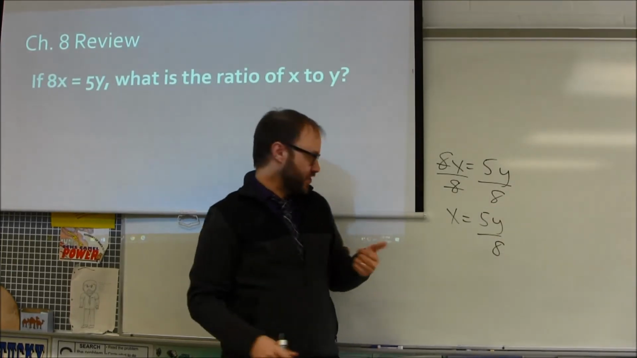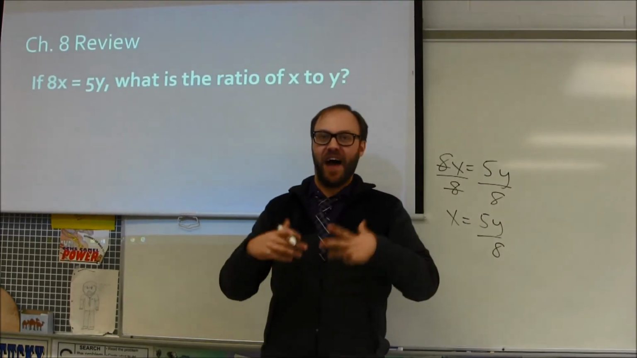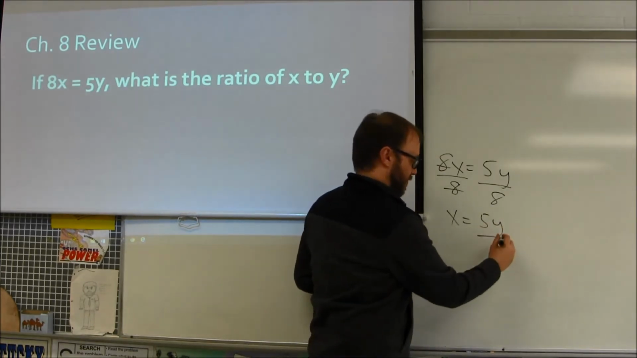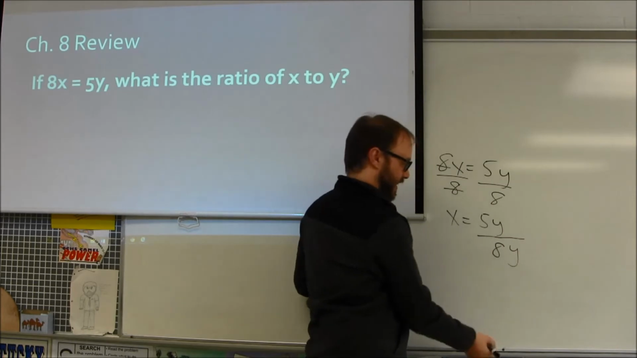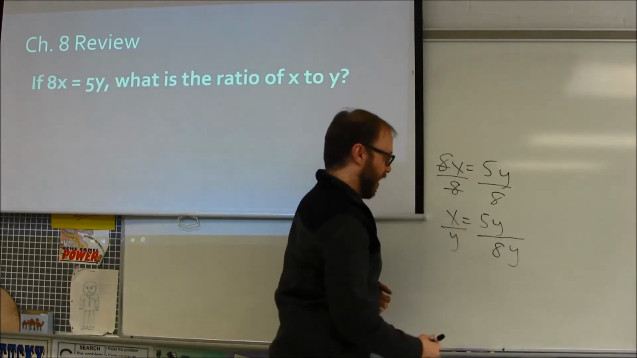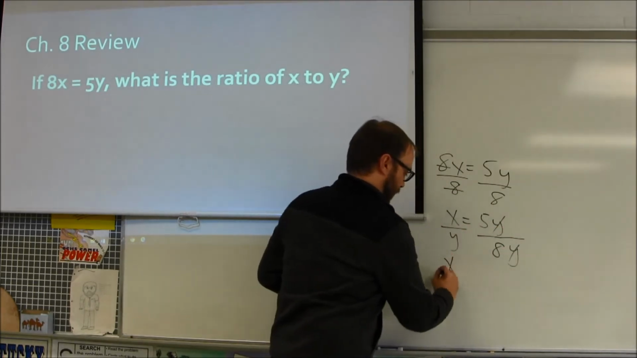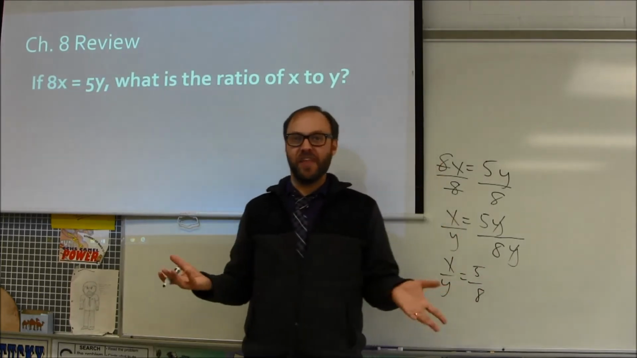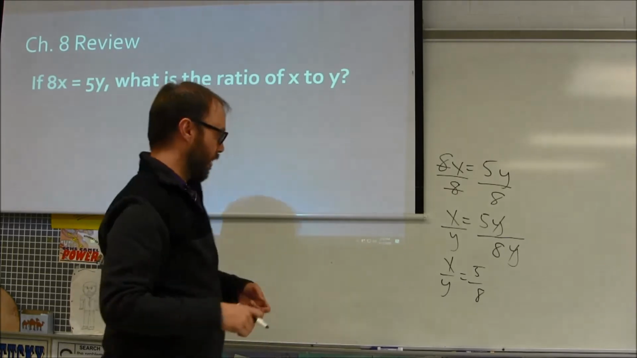Remember that I want x over y. That would be x divided by y. So notice right now y is being multiplied by 5. Okay, we could divide this side by y, divide that side by y. The y's cancel, and we would have x over y is equal to 5 over 8. Okay, great way to do that. Doesn't require any geometry.